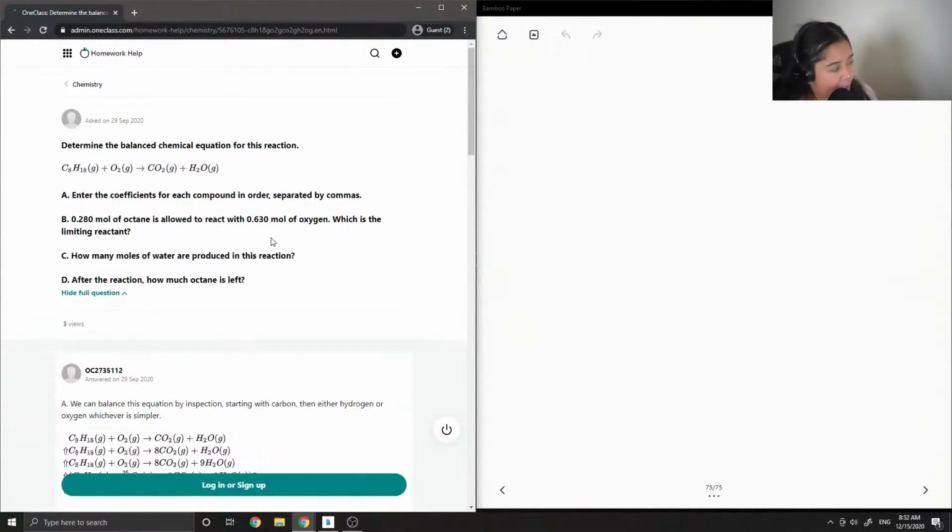Part B, 0.280 moles of octane is allowed to react with 0.63 moles of oxygen, which is the limiting reactant. Part C, how many moles of water are produced in this reaction? And then part D, after the reaction, how much octane is left?